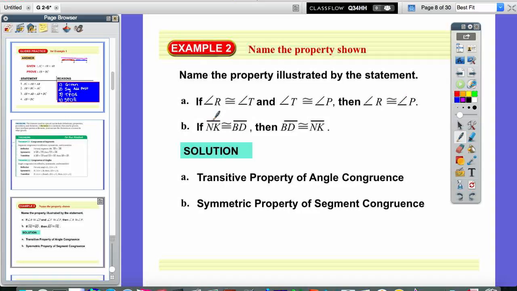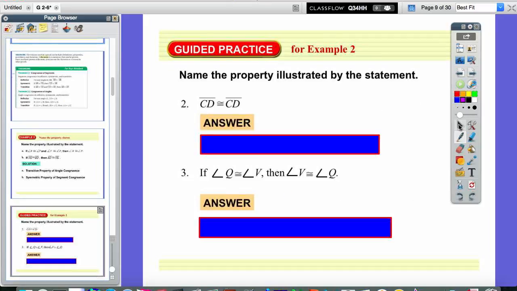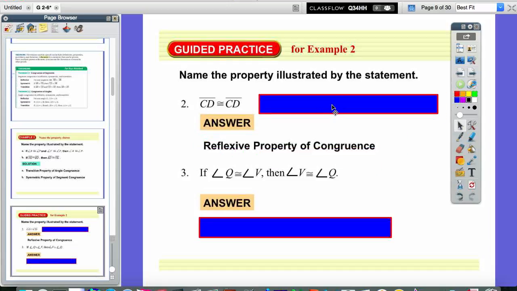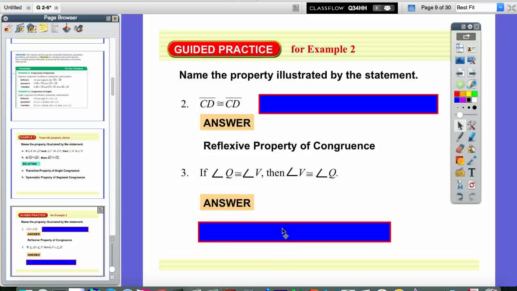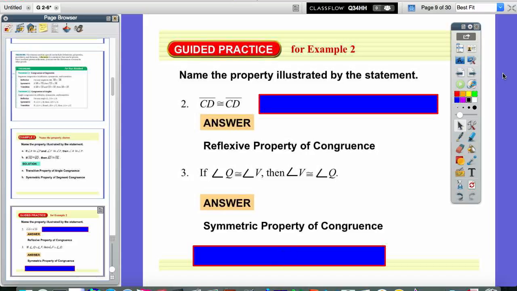In this second one, if line segment NK is congruent to BD, then line segment BD is congruent to NK. We've just switched the order of what's on either side. So that is the symmetric property of congruence. Let's look at these two. In this one, line segment CD is congruent to line segment CD, so that's the reflexive property, and since it's a congruent symbol, it's of congruence. If angle Q is congruent to angle V, then angle V is congruent to angle Q. That is the symmetric property of congruence.